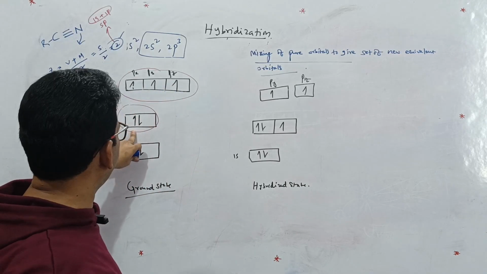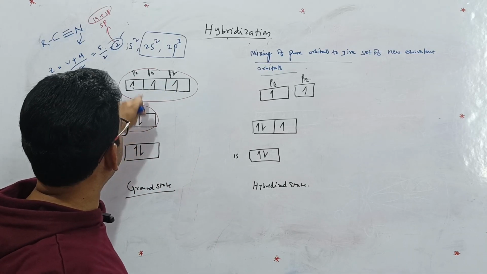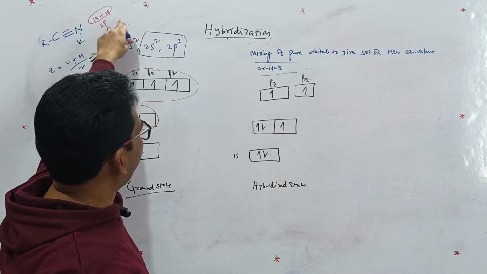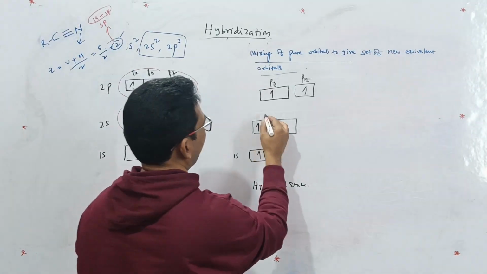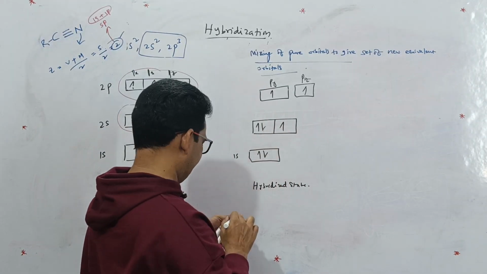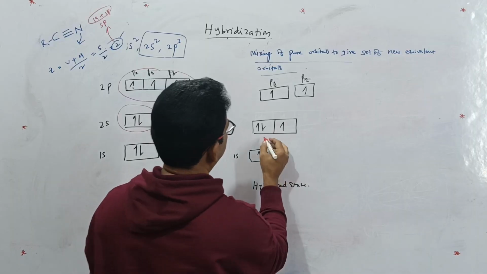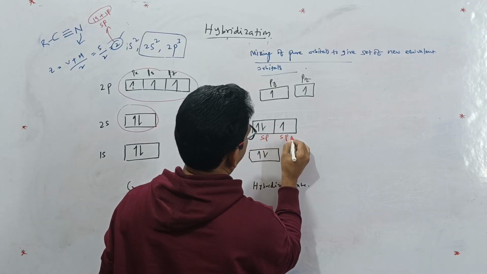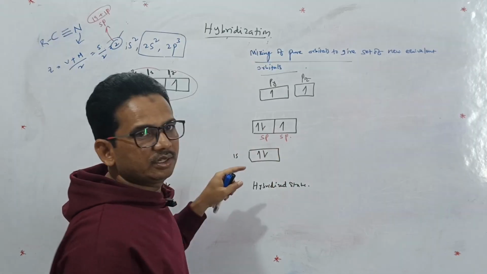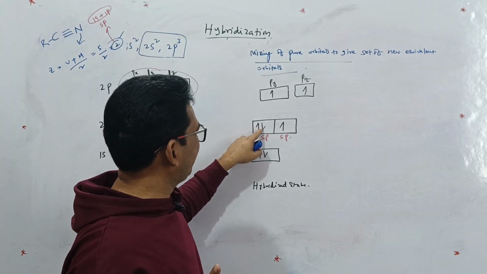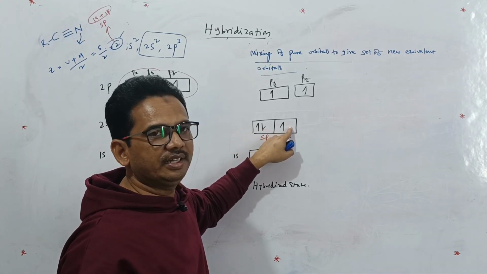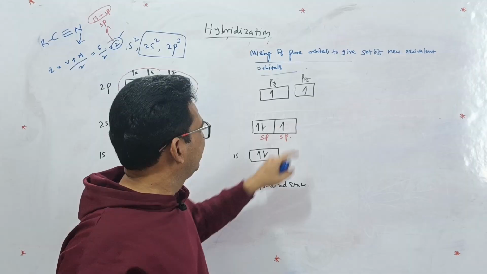Only px is mixing with the 2s because it is sp hybridization. Okay, now it is going to be produced. That is the reason for sp. Here, don't think like that. Here it is half filled. Then how will it be equivalent?